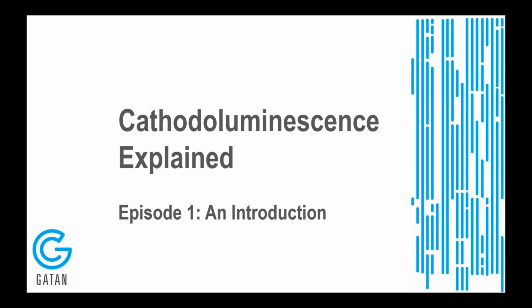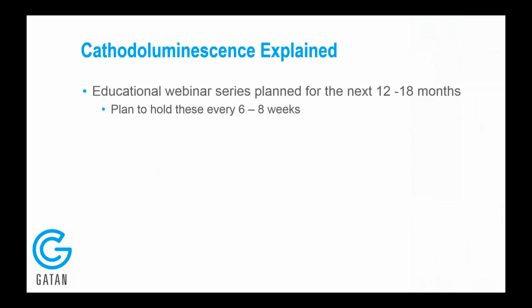So today, the webinar topic is Cathodoluminescence Explained, and this is the first episode, an introduction. And it's going to be, I hope, a series of largely educational webinars that we're planning to host over the next 12 to 18 months. And we plan to hold these every 6 to 8 weeks. Some of them may be shorter than others. This one today is probably about 45 minutes to an hour.